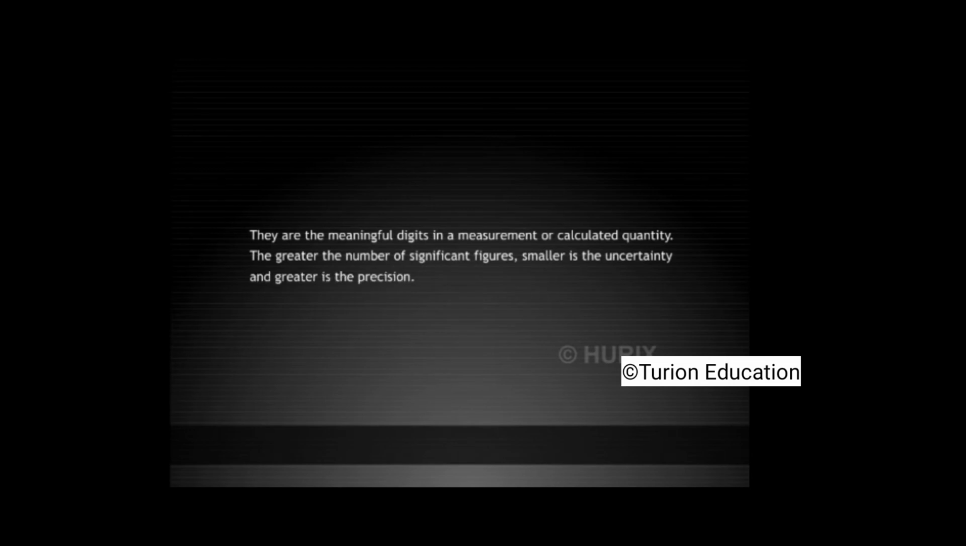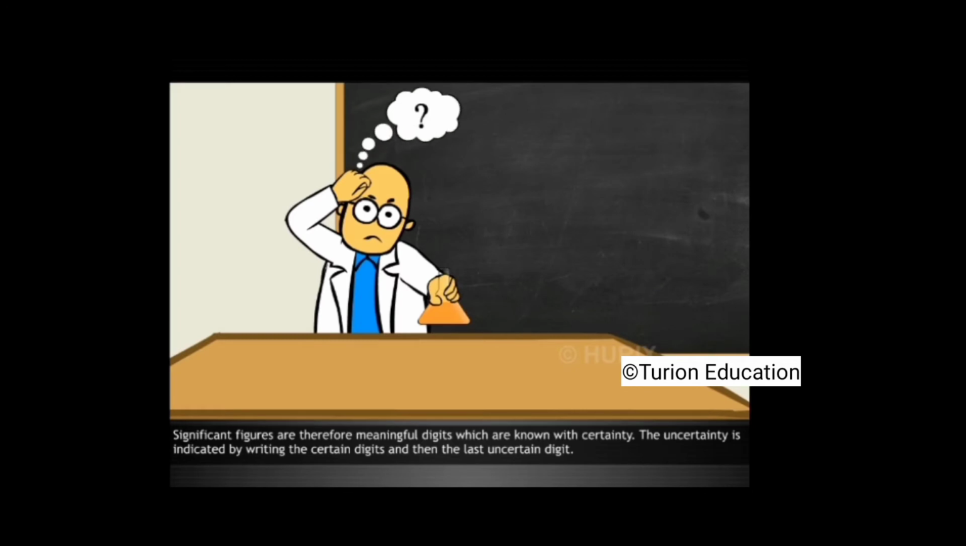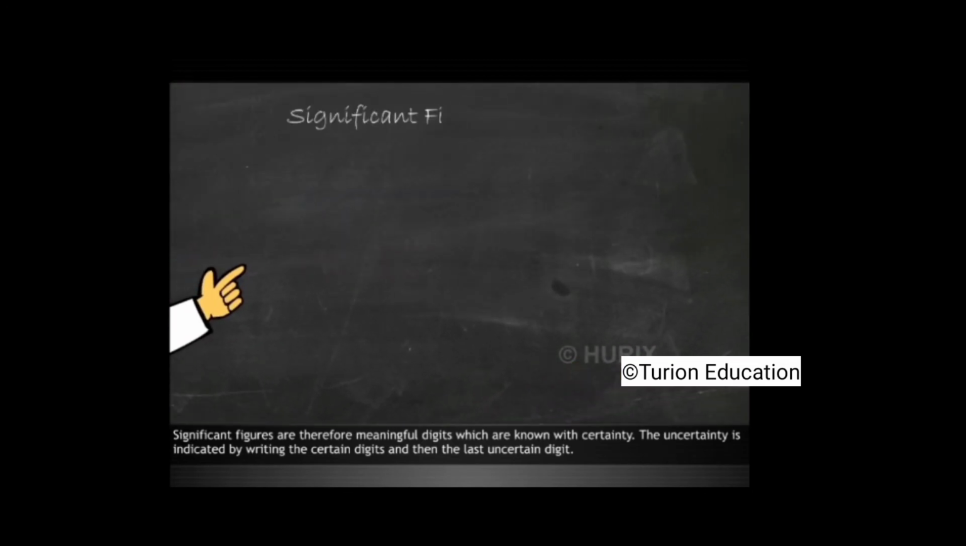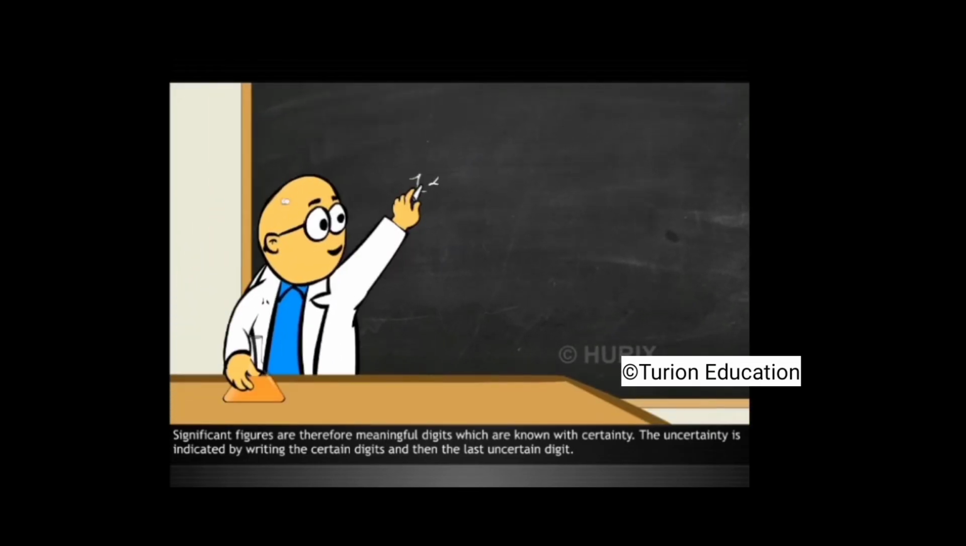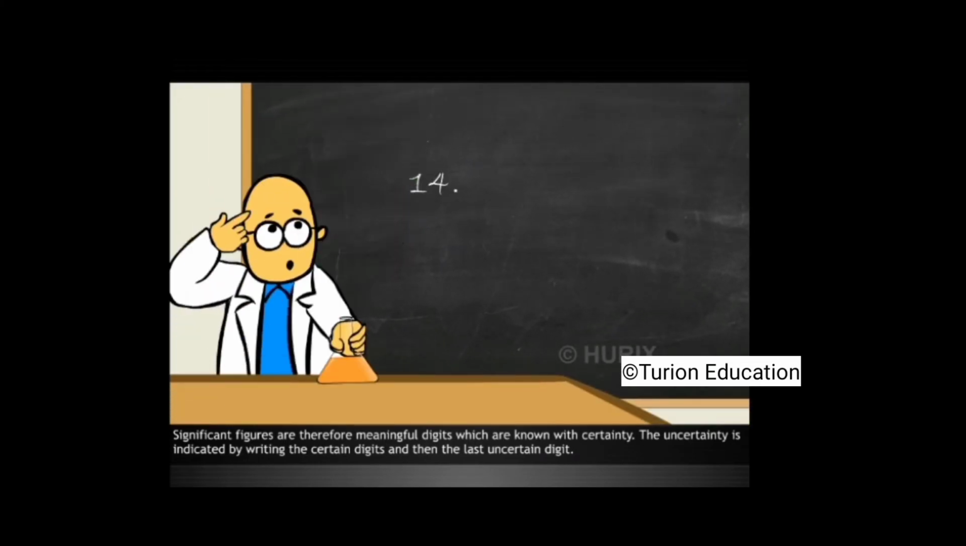In order to express any uncertainty in a measured or calculated value, we make use of significant figures, which are the digits in a properly recorded measurement. They are the meaningful digits in a measurement or calculated quantity. The greater the number of significant figures, smaller is the uncertainty and greater is the precision. Significant figures are therefore meaningful digits which are known with certainty. The uncertainty is indicated by writing the certain digits and then the last uncertain digit.